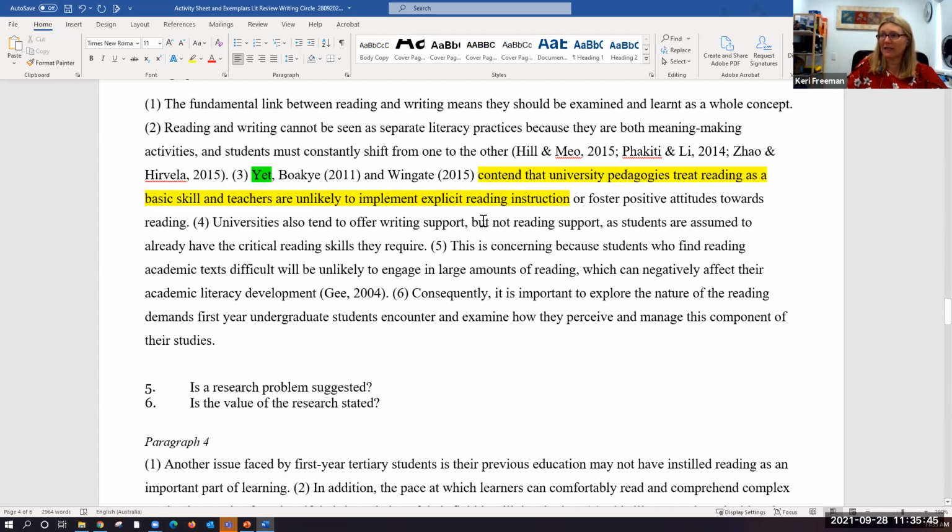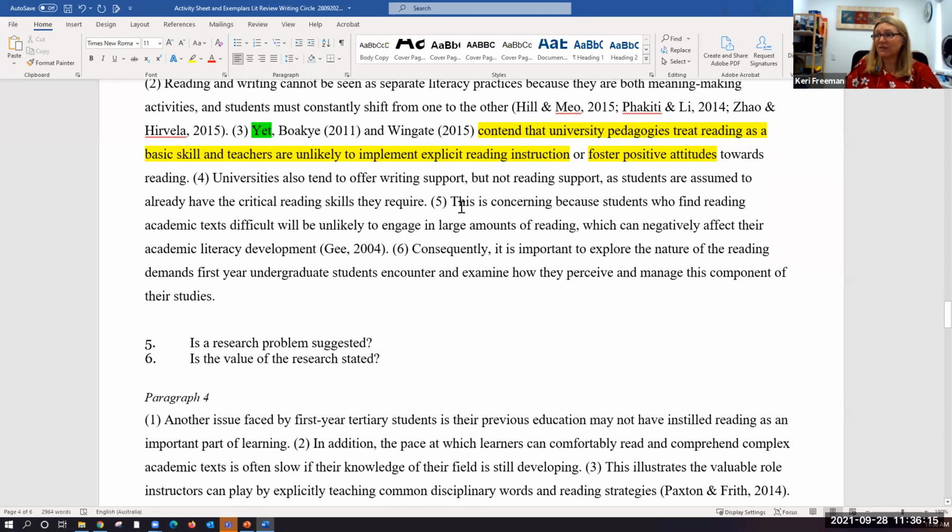They shouldn't be separated. And there's another seminal researcher, Wingate. They contend that the pedagogies at the moment in the classroom are not being implemented to help with the reading, or even this idea of fostering positive attitudes. So there's writing support, which we saw, didn't we, in the other exemplar, but not necessarily reading support. The assumption is students already can read critically. This is concerning. So there's some more critical analysis.